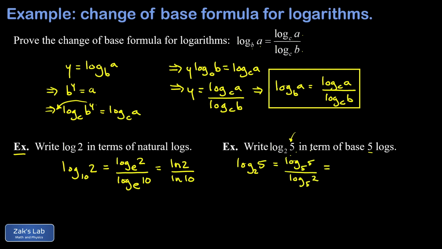Then we apply the property that log base 5 of 5 should be equal to 1. Anytime the base is equal to the argument, you just get 1. And I end up with 1 over log base 5 of 2. So look at the relationship there. I swapped the argument of the log function and the base of the log function. And those two things are related by a reciprocal.